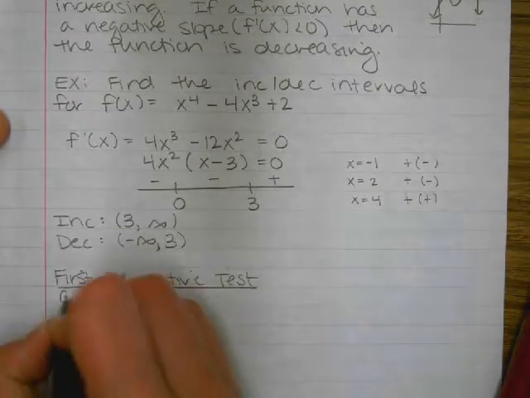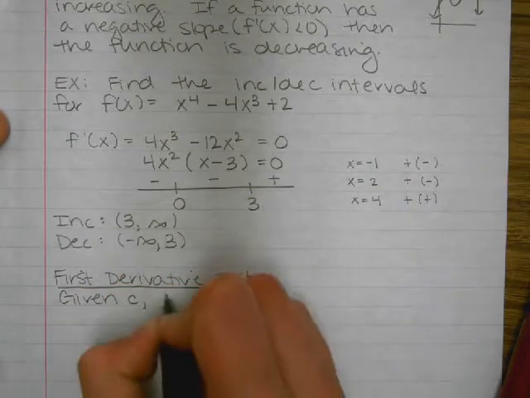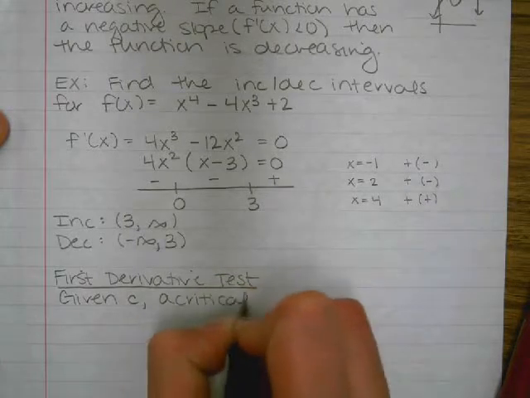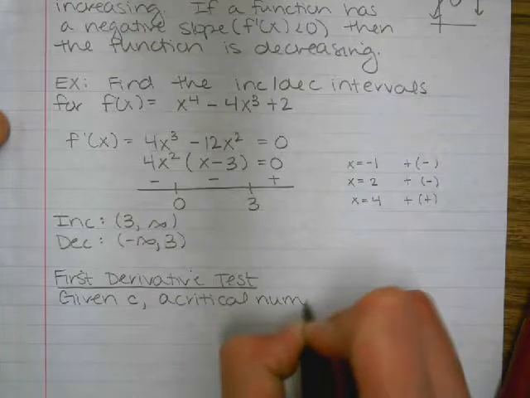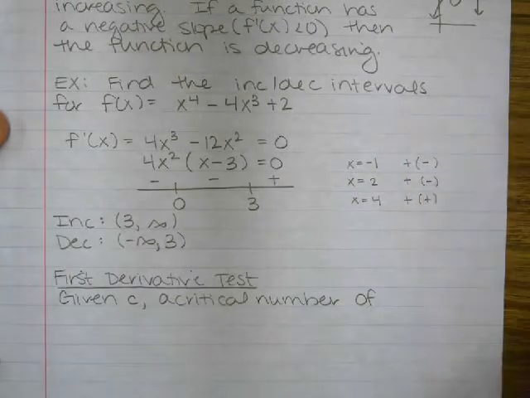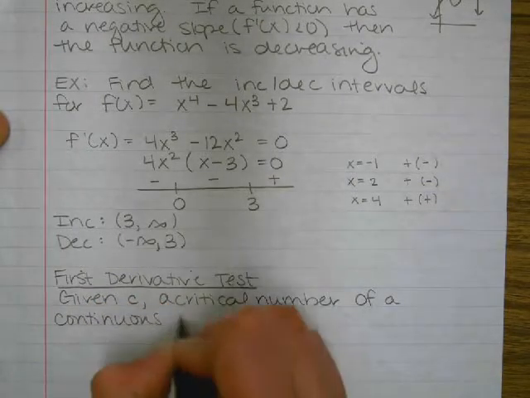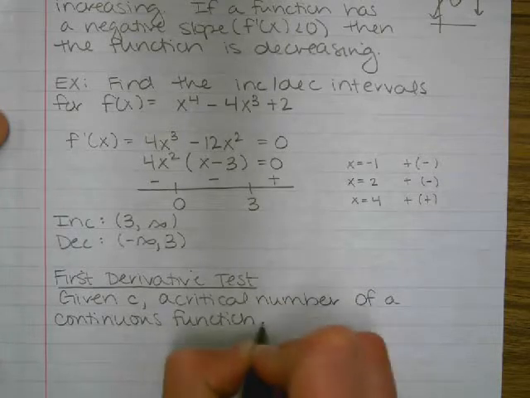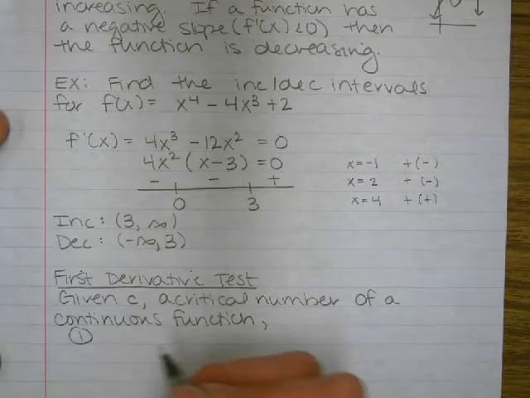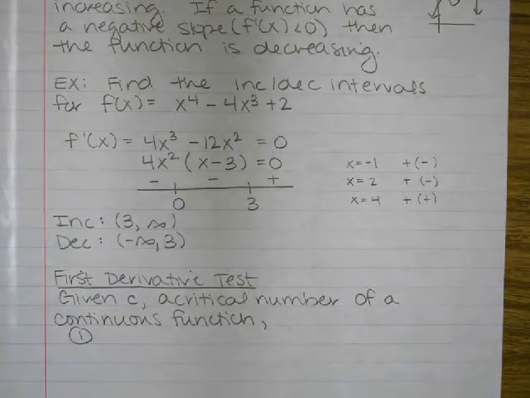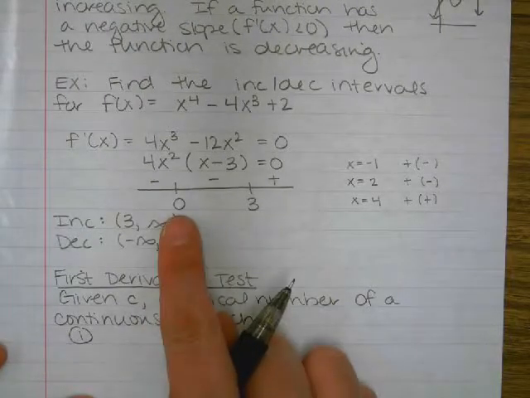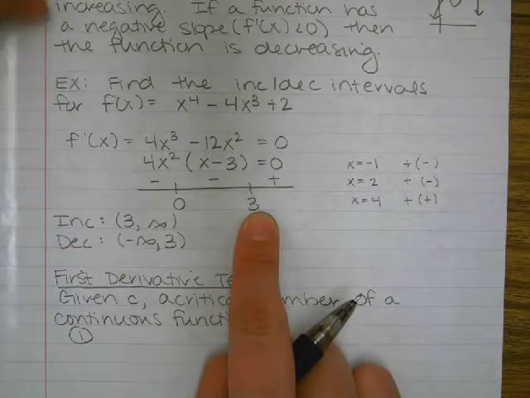So given C, and C is a critical number, and it has to be of a continuous function, we have some conclusions we can make. And if you recall, a critical number is in one of two cases. It could be where the derivative equals 0 or where the derivative is undefined. So we have actually already found the critical numbers for this problem above. The critical numbers would be 0 and 3. All right, so here's what it's saying.